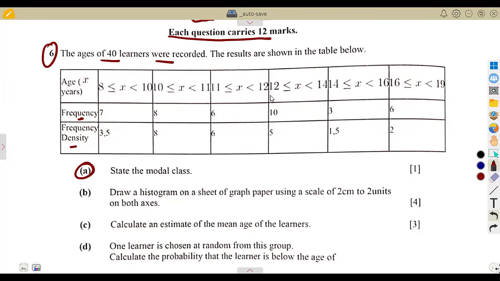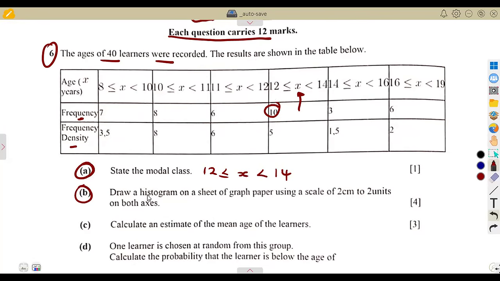So the modal class is the class with the highest frequency. Which is the highest frequency in these numbers? That is 10. So the class with the highest frequency is 12 less than or equal to x less than 40. That is the modal class.